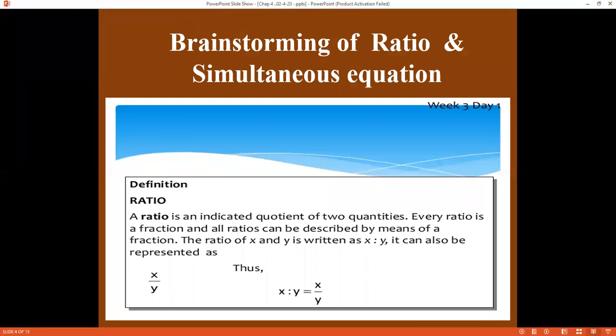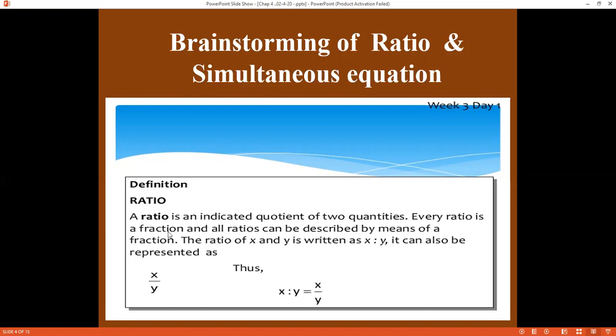Let's move to the lesson, what we have to do. First, I just want to do the brainstorming of some concepts, that is ratio and simultaneous equation. What is ratio? A ratio is an indicated quotient of two quantities. Every ratio is a fraction and all ratios can be described by means of fraction. The ratio of x and y is written as x ratio y.